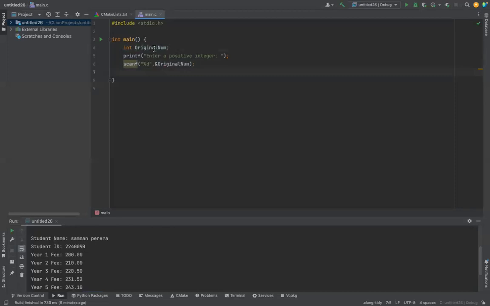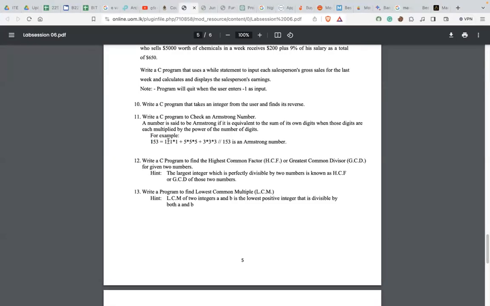After that, we can compare it with the original number. Okay, now first we have to calculate the number of digits. How many digits are in this one? There are several ways you can calculate. One way is, if you have the math.h header file, you can get the logarithm value base 10. Then you can easily get how many digits. You take the log base 10 and increment that value by 1, then you get how many digits are available. That is one way.